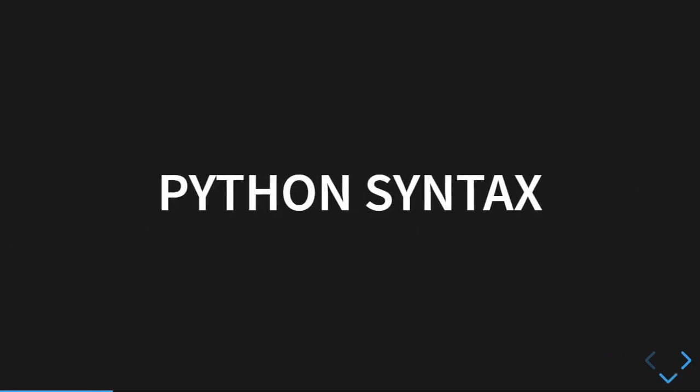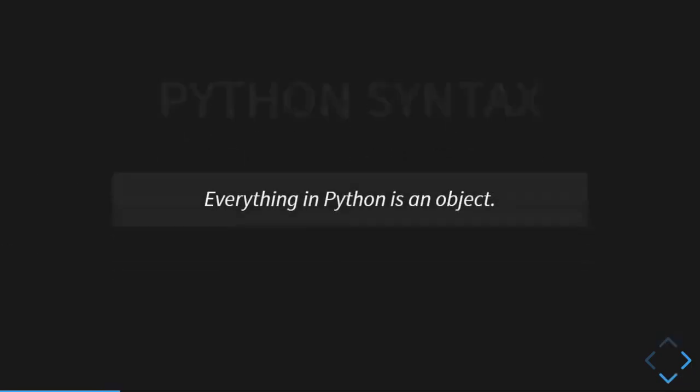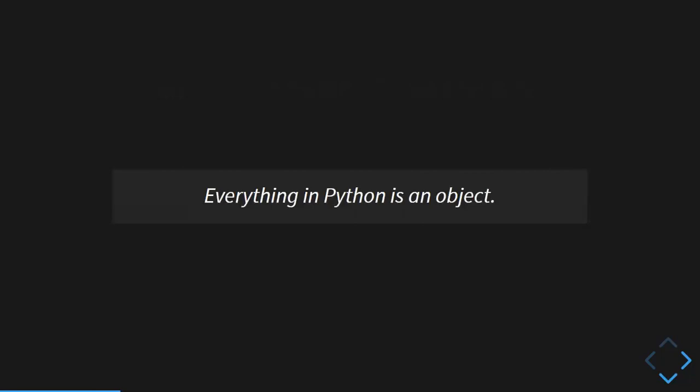All right, so Python syntax. I know this is probably meaningless to you at this point, but I'm going to say this repeatedly just to foreshadow and to get the point across. Everything in Python is an object. Does that mean anything to anyone?